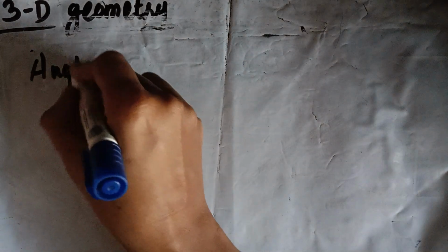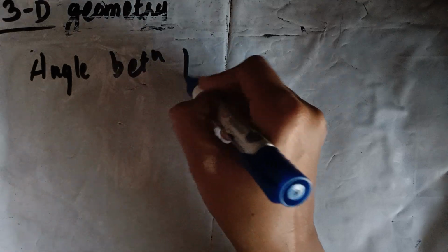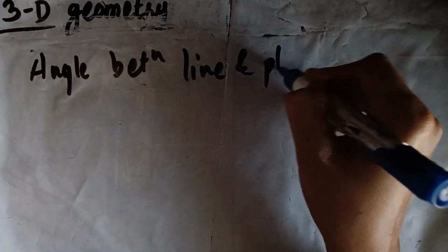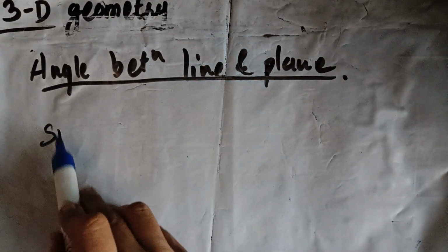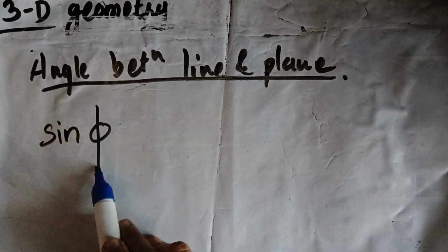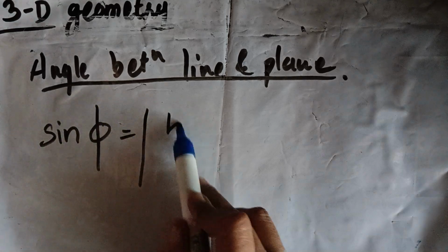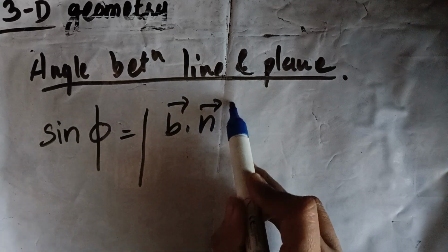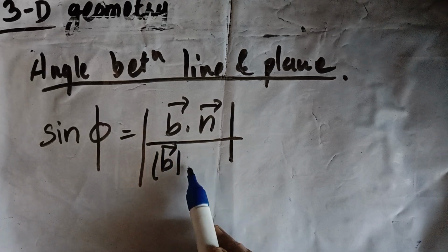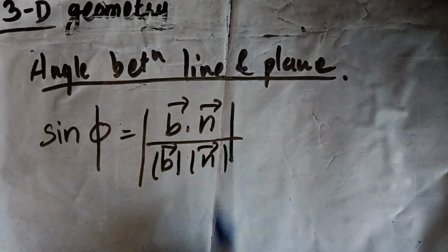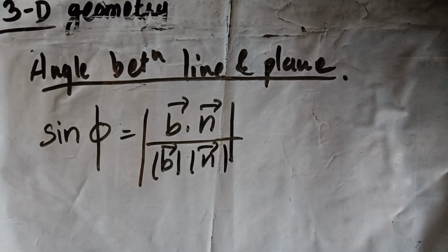Next we have the angle between a line and a plane. It is given by sin theta, or phi, you can take, equal to b dot n upon the magnitudes. So this is the angle between a line and a plane. So we'll solve some problems.